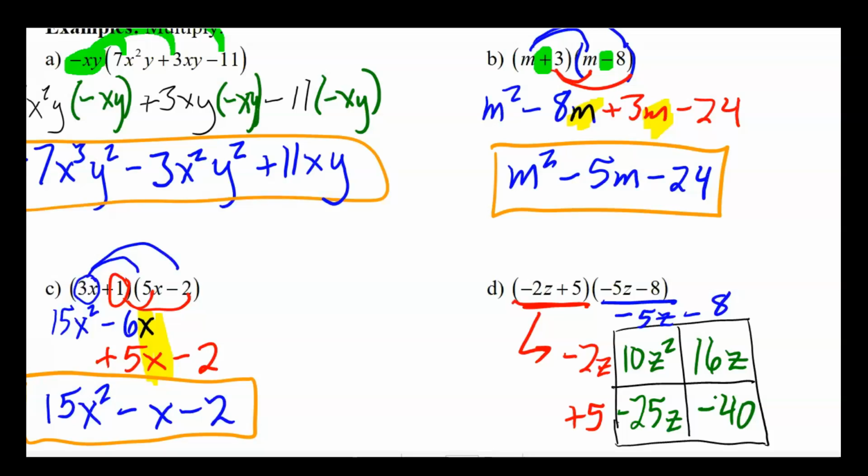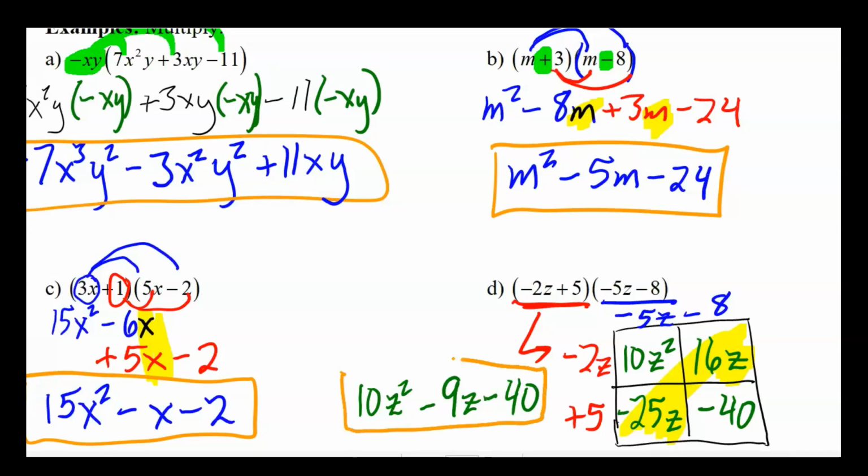In this method, it also lines up most of the time. It'll line up your like terms. You should see that I've got 16z and negative 25z. So down the diagonal are the like terms that need to be combined. So then my final answer is I combine them. I'm going to end up with 10z squared, 16 minus 25, negative 9z, and then minus 40. And that is my final answer for D.